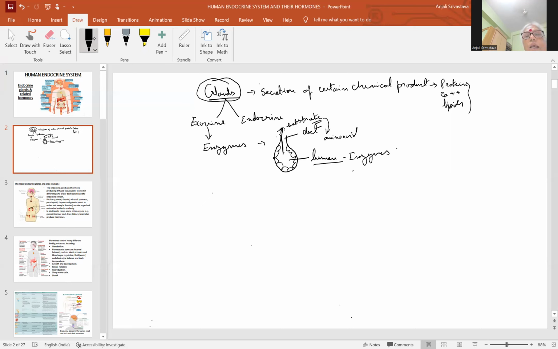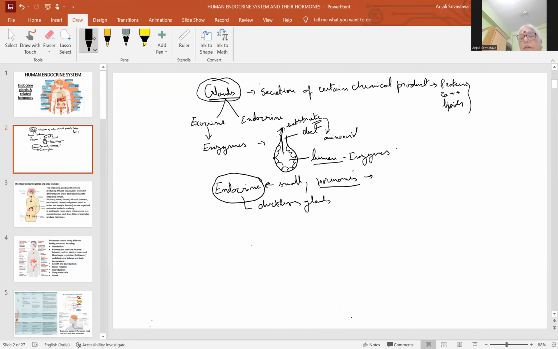Now the other type are the endocrine glands, which are very important glands. They are small in size, and their production is also very small in comparison to the exocrine glands. The chemical they secrete is in a very controlled, very small amount, and it is called a hormone. And these glands are actually ductless glands.